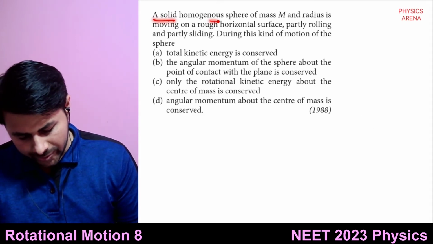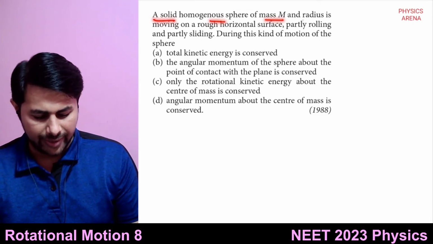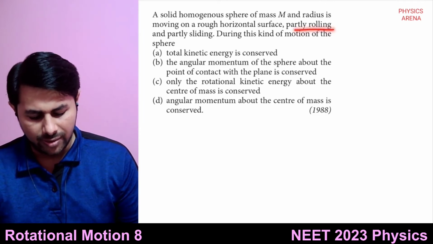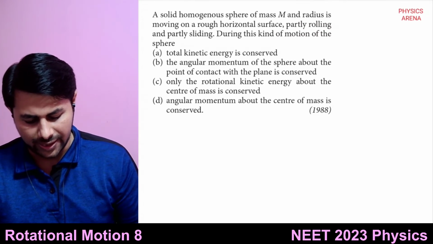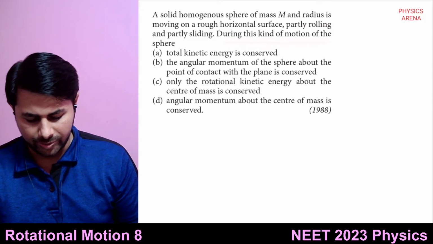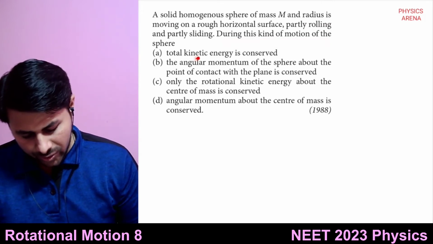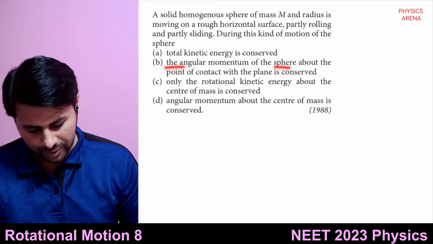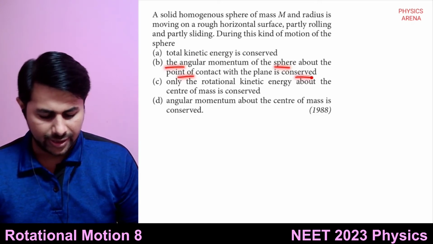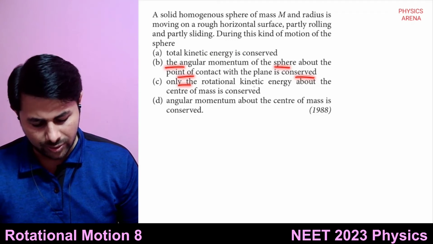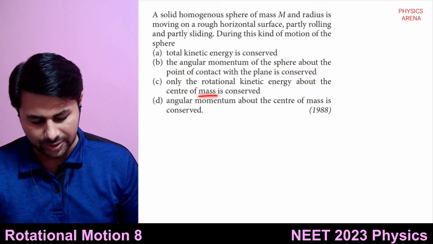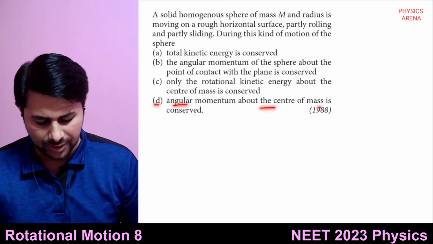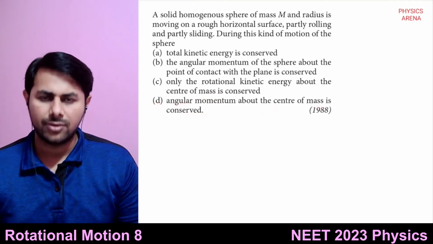Okay, so let's see the next question. A solid homogeneous sphere of mass m and radius r is moving on a rough horizontal surface, partly rolling and partly sliding. During this kind of motion of the sphere, option A, total kinetic energy is conserved. Option B, the angular momentum of the sphere about the point of contact with the plane is conserved. Option C, only the rotational kinetic energy about the center of mass is conserved. And option D, angular momentum about the center of mass is conserved. Which one will be correct?